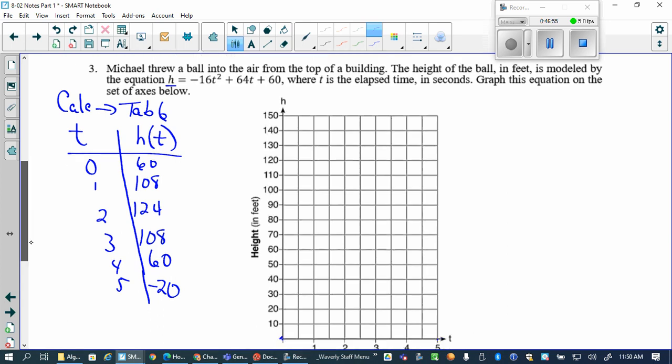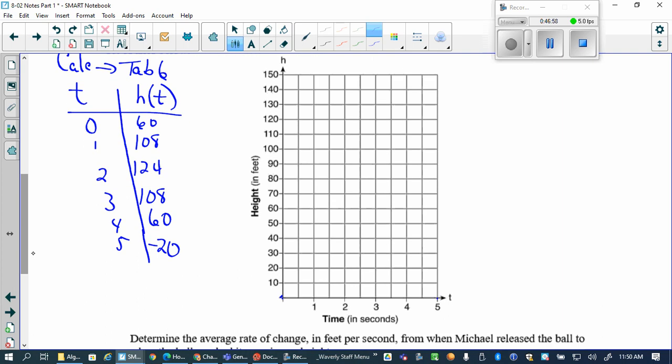So let's go ahead and plot these points. You can kind of estimate where they go for some of them. Wait, what do they do? Oh, that's not 1. 0, 60. And then 1, 108. And then 2 is 124. 3 is 108. 4 is 60. And then somewhere down here it hits the ground.